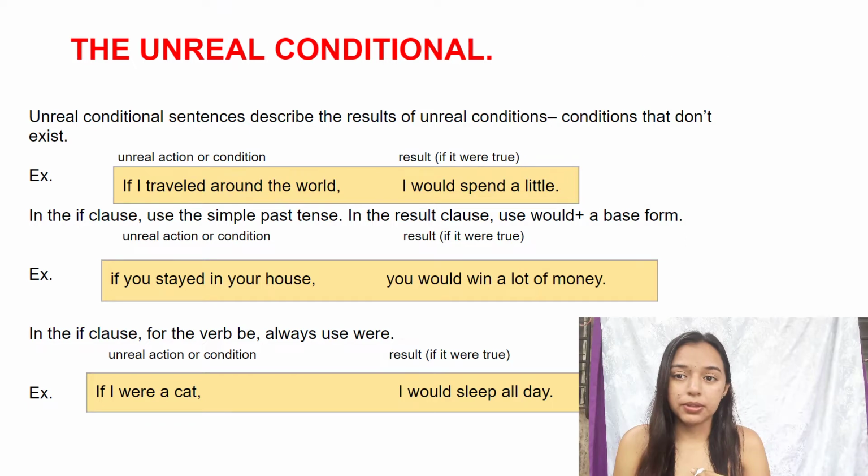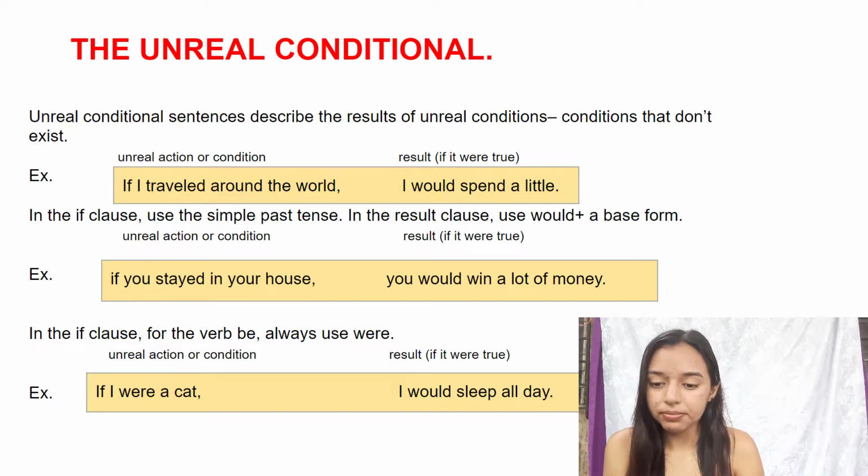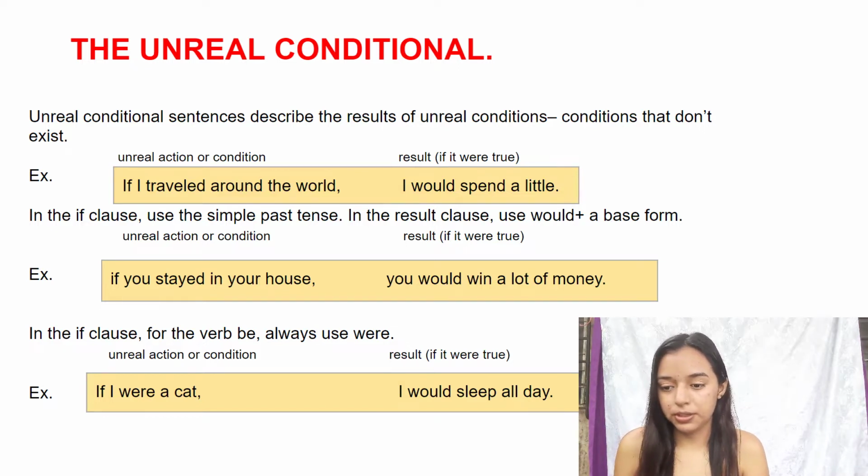I'm going to talk about the unreal conditional. Unreal conditional sentences describe the result of unreal conditions, conditions that don't exist. We have this example: the unreal action or condition is "if I traveled around the world," and the result, if it were true, is "I would spend a little." In the unreal conditional, in the if clause, use the simple past tense, and in the result clause, we use would plus a base verb.